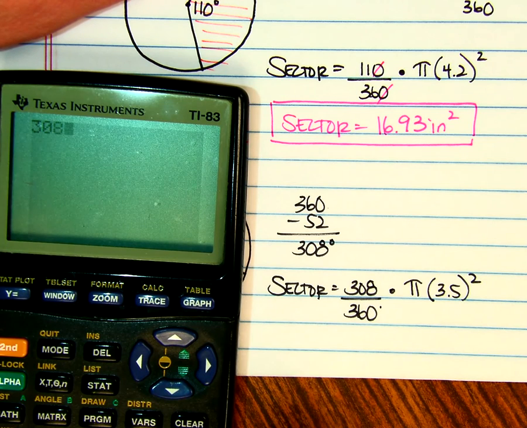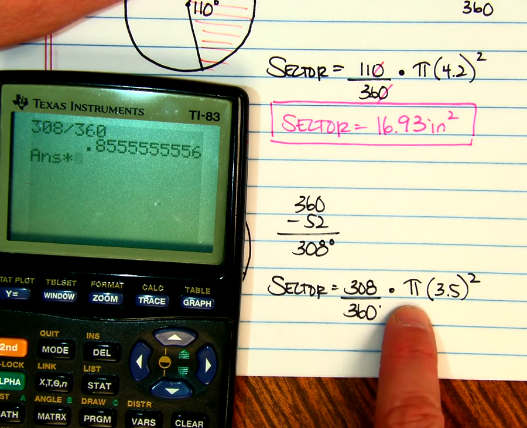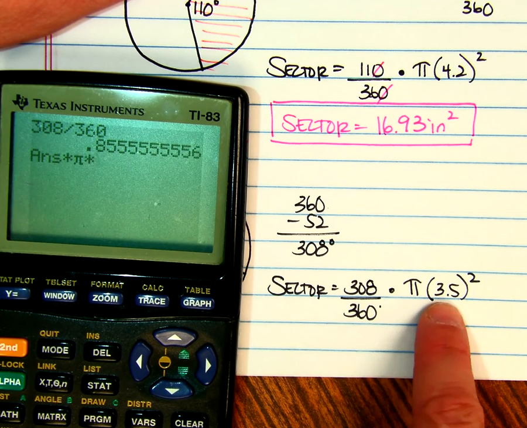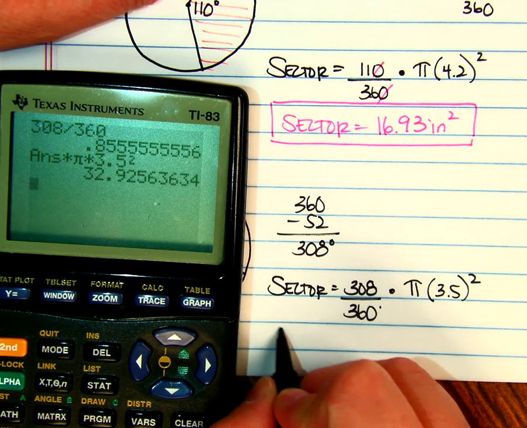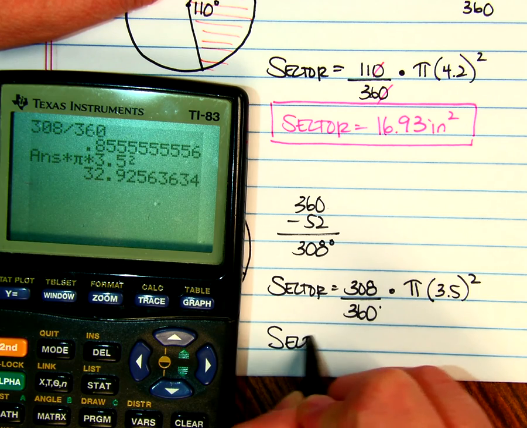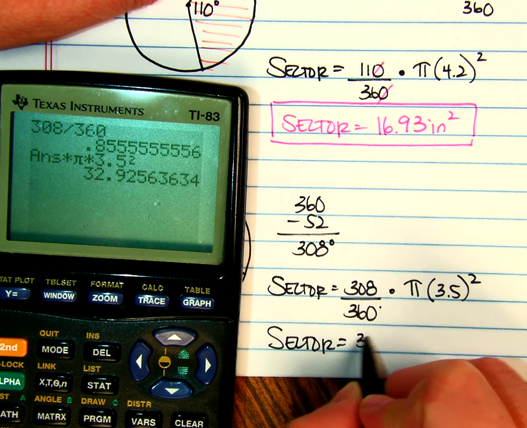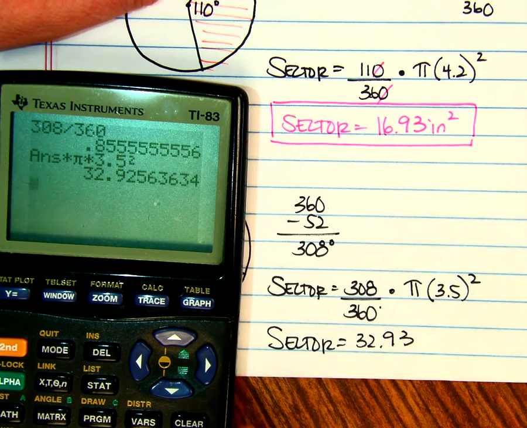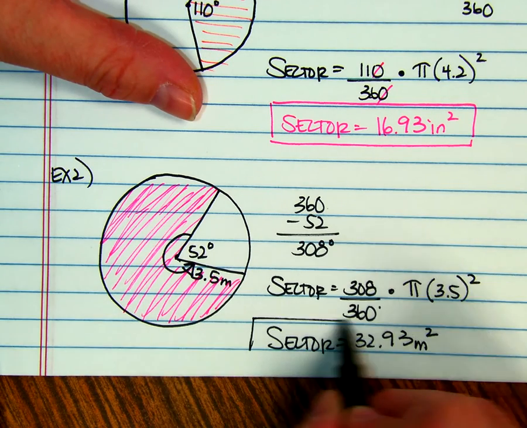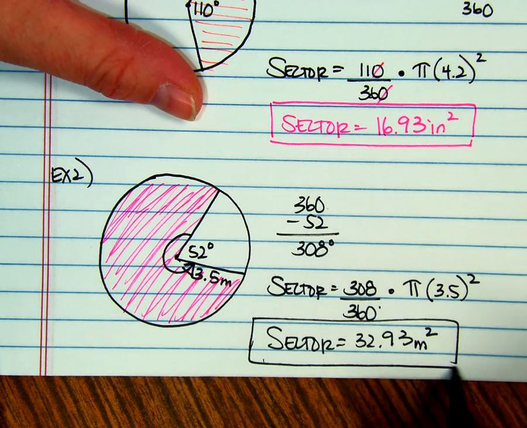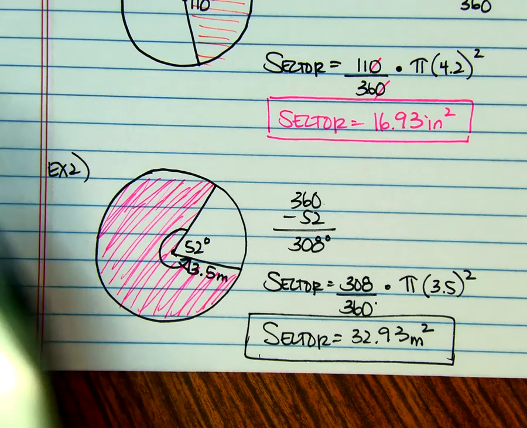So I have 308 divided by 360. Take that times my pi times the 3.5. Don't forget that squared. And you get that the sector is 32.93, and these are meters, and we are squaring. Okay, so that's how you find the area of a sector.